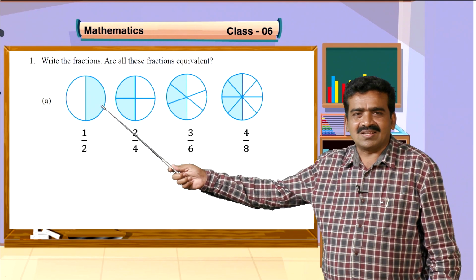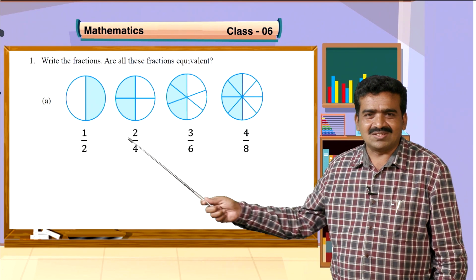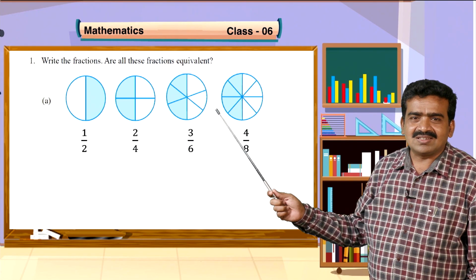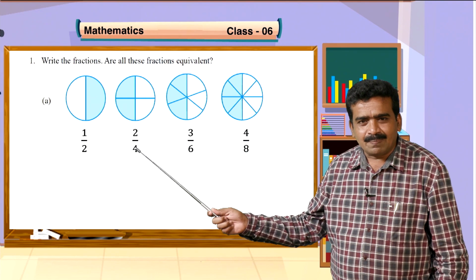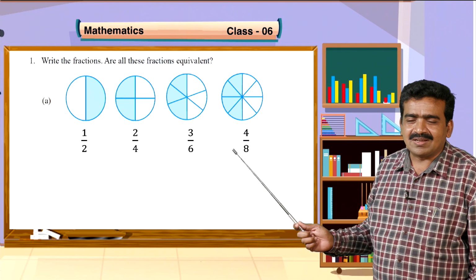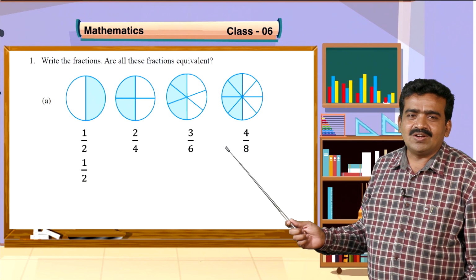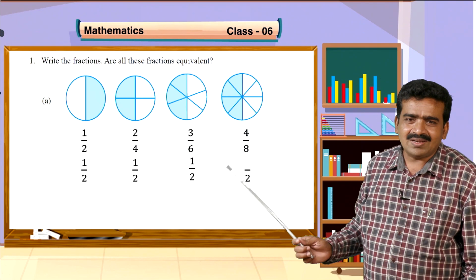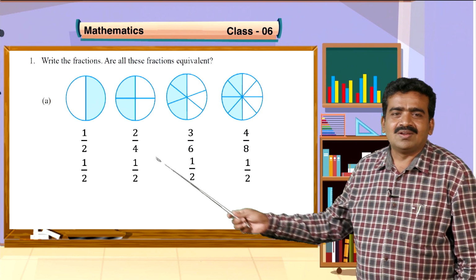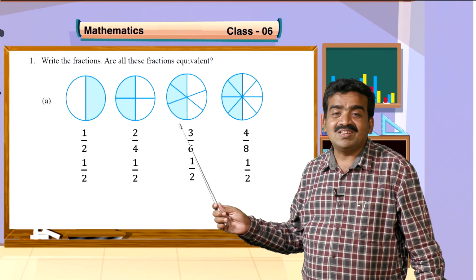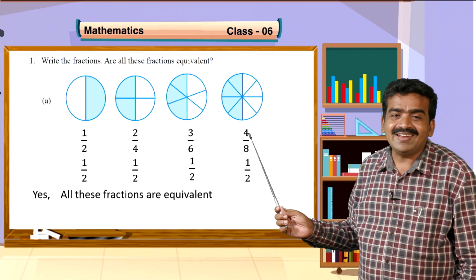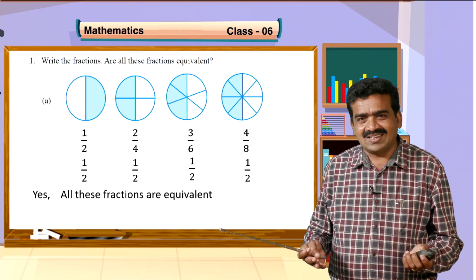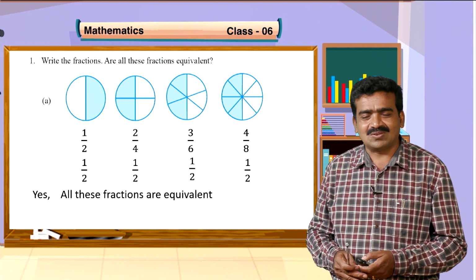Here half of the circle is shaded, here also half, here also half, and here also half of the circle is shaded, whatever the fraction given. That means if you simplify, we will get 1 by 2, 1 by 2, again 1 by 2. Therefore, 1 by 2, 2 by 4, 3 by 6, 4 by 8 are equivalent fractions. Is it understood? Very good. Let us go to the next question.